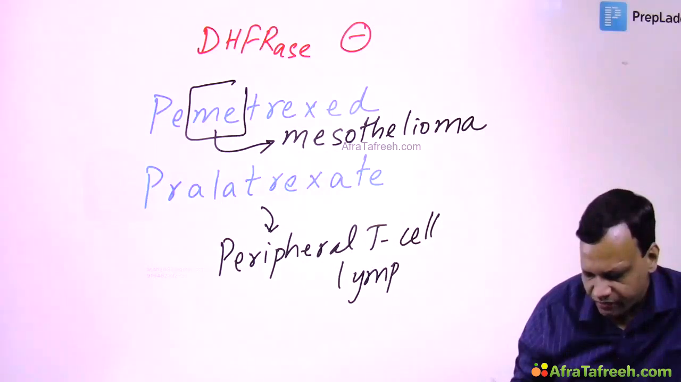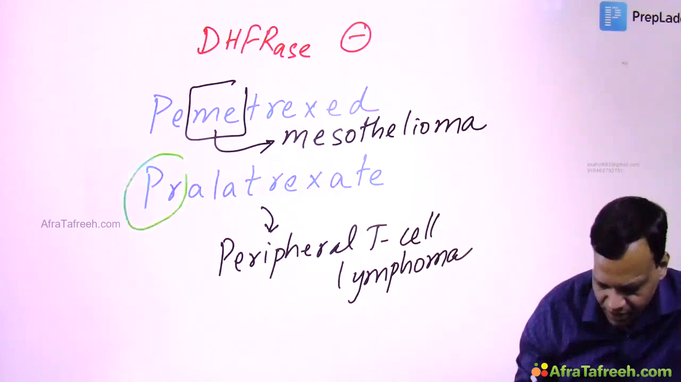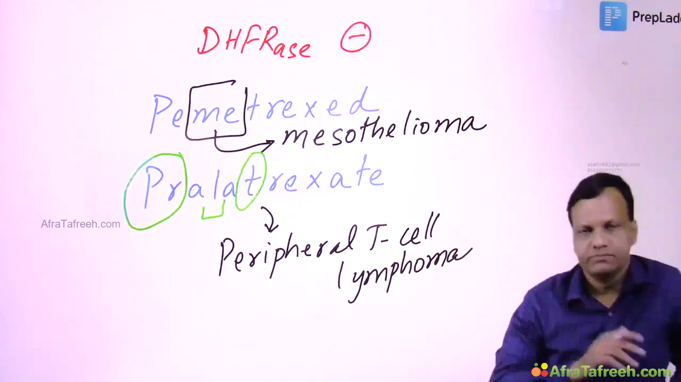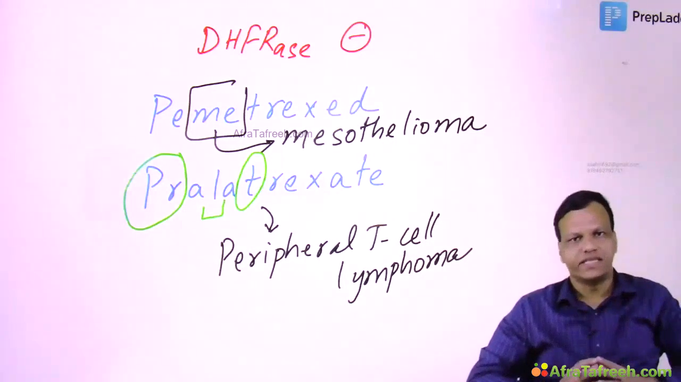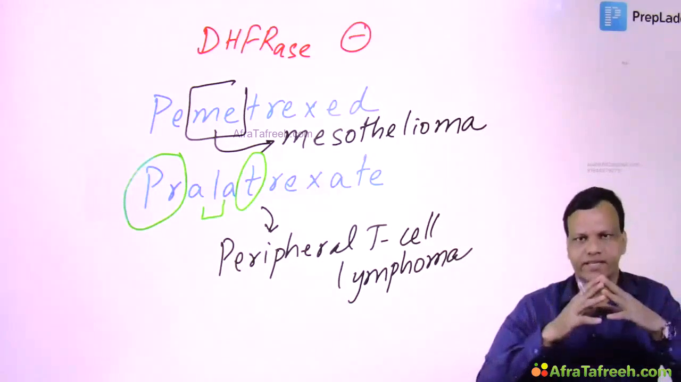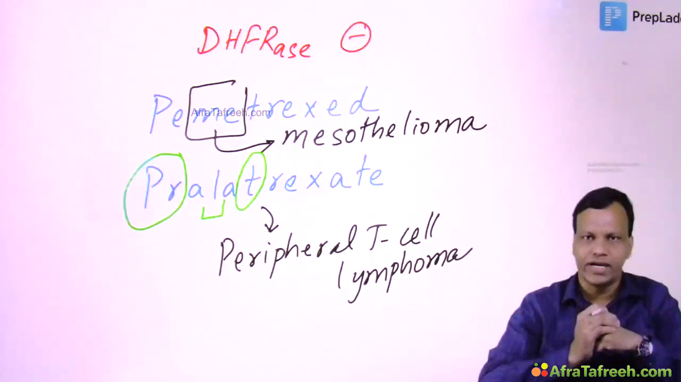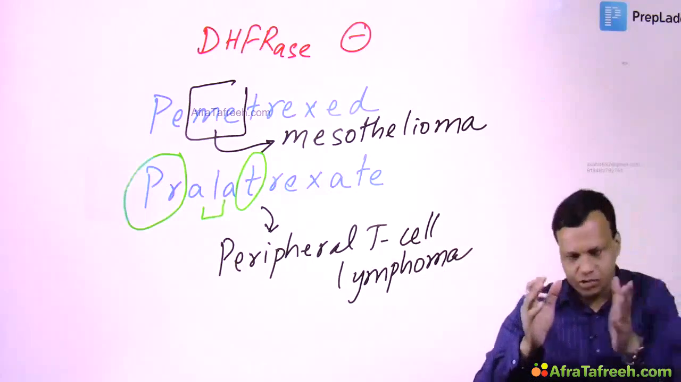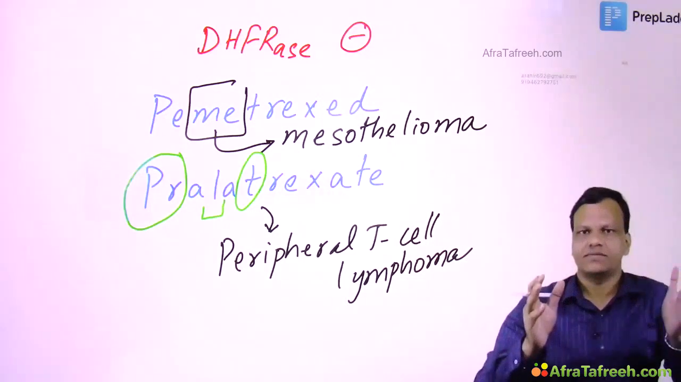Again, from the name you can remember, PR means peripheral, L means lymphoma, T cell. So pralatrexate contains peripheral lymphoma of T cell in the name. So these are the newer dihydrofolic acid reductase inhibitors. Basically, this is important about the anti-metabolites: all the anti-metabolites, including methotrexate and these drugs, will be S phase specific. Okay.